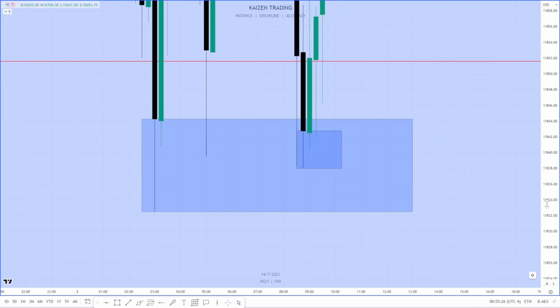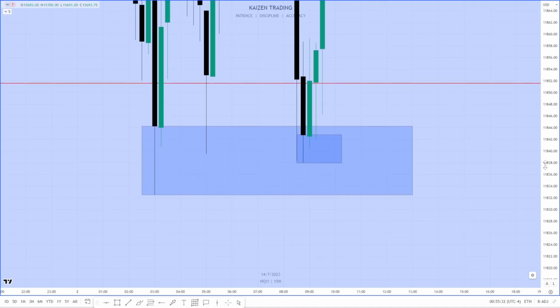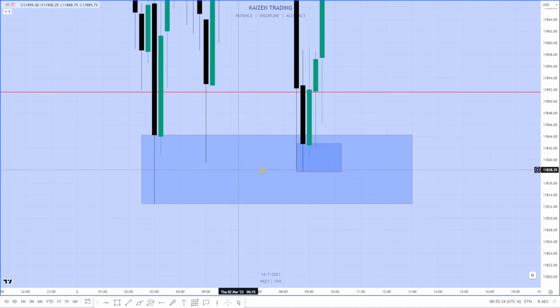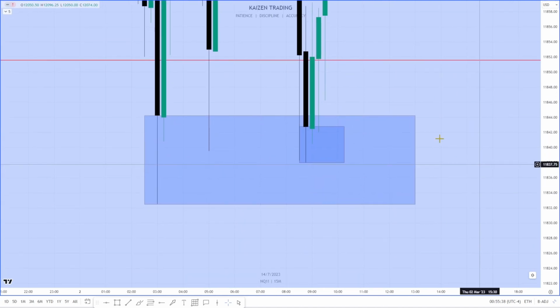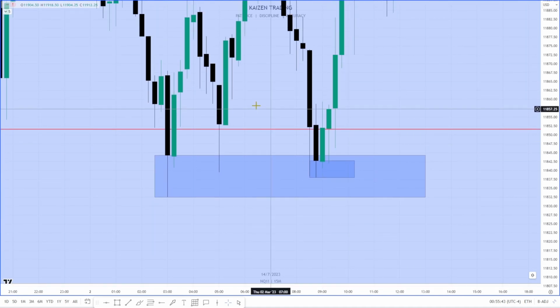Okay, so now we're looking at anytime price, because we have multiple stacked on top of each other, we're looking at lows already taken out by this rejection block that's formed. So then I would expect order blocks to form.